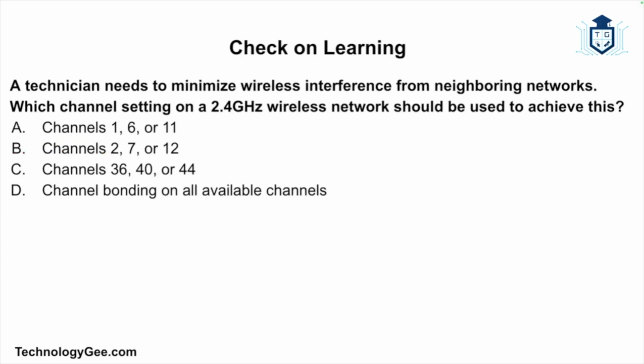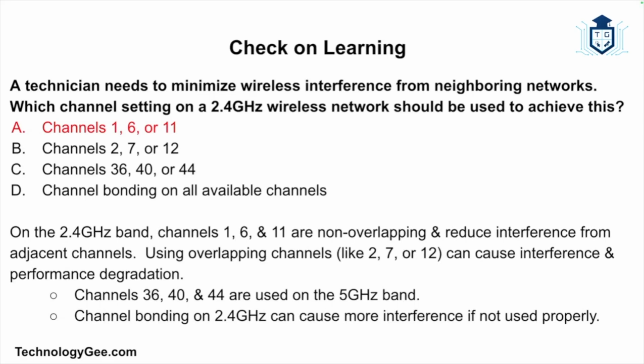Our next question is, a technician needs to minimize wireless interference from neighboring networks. Which channel setting on the 2.4 gigahertz wireless network should be used to achieve this? Would it be channels 1, 6, or 11? Channels 2, 7, or 12? Channels 36, 40, or 44? Or channel bonding on all available channels? And the correct answer is channels 1, 6, or 11.